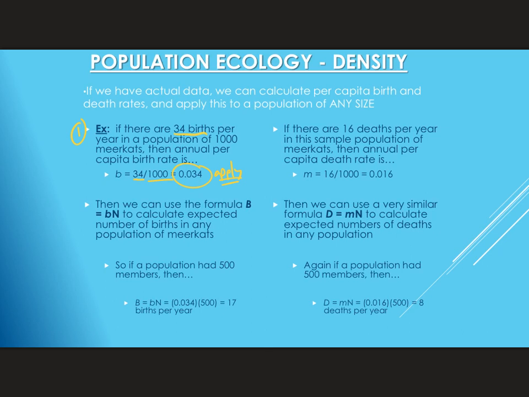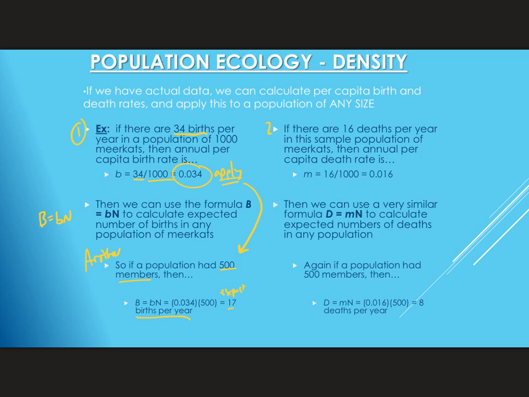And now we can apply this to any meerkat population, right, if we know the total number of meerkats in that population. And we use this formula, but don't get too caught up in this at all. You don't have to know this little formula. But basically, if we find another population of meerkats, and there's 500 of them, well, then we just apply this per capita birth to them, right? We say 0.034 times 500 meerkats means we would expect 17 births in a year in that population.